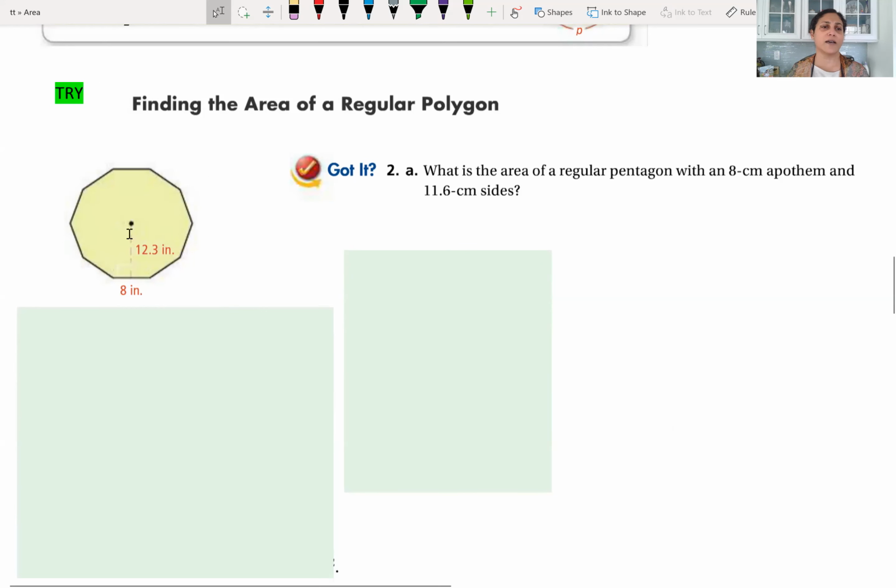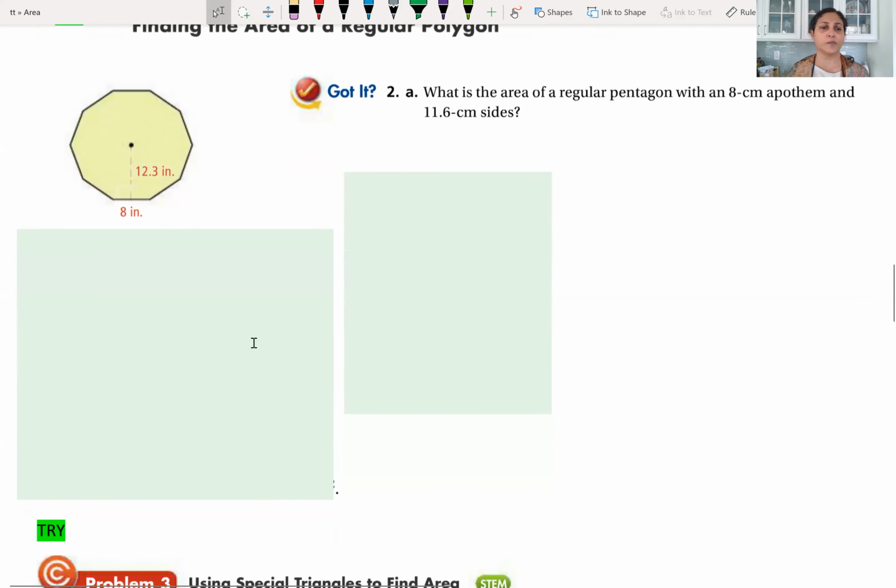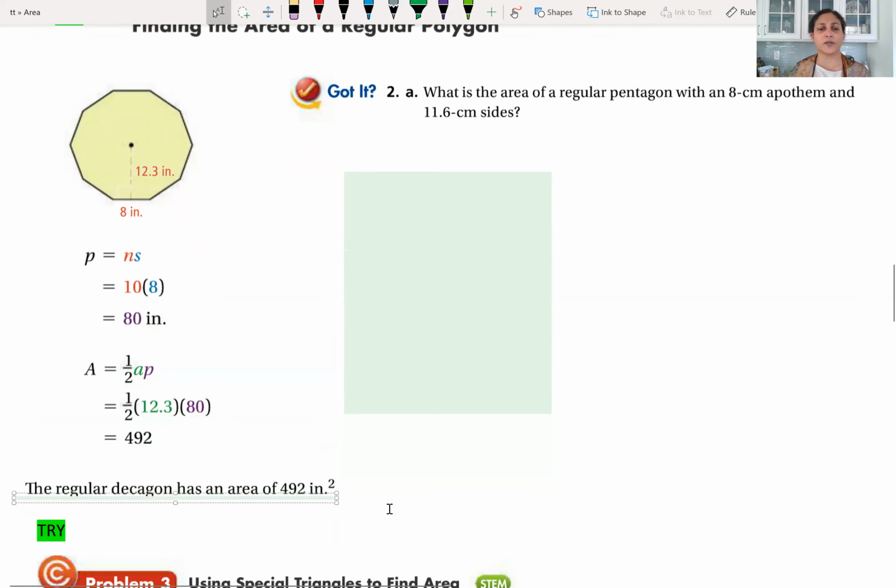On the left, we have a shape, and we're told that one side is 8 and it's a regular polygon. The apothem is given to you in this case. I want you to pause the video and try both of these questions. And now I am going to reveal. The perimeter is n times s, so it's 10 times 8, which is 80. And area is half apothem times perimeter. This is fairly straightforward. Make sure you answer with the proper units. Remember that area is always squared.